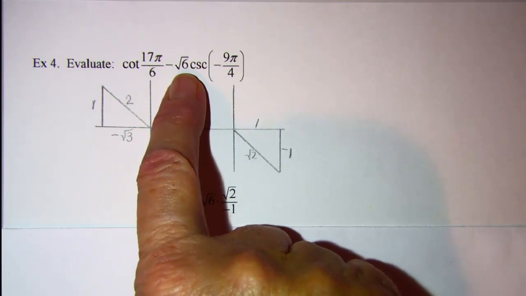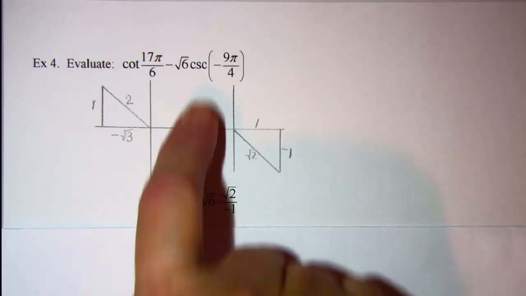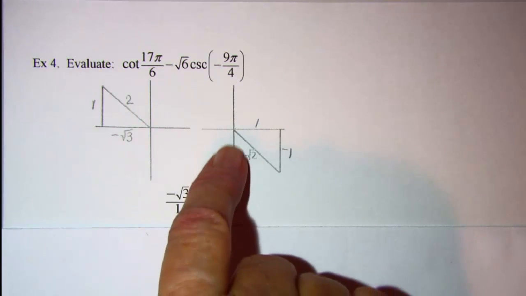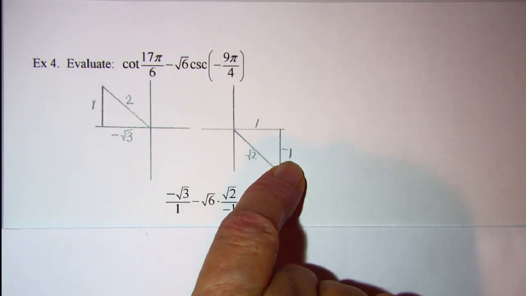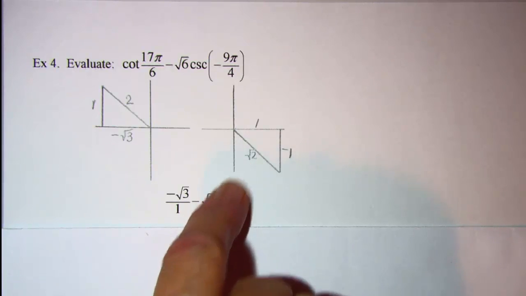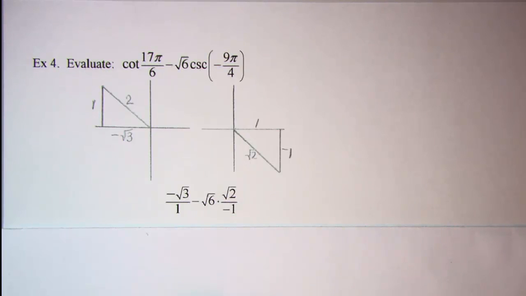I have a root 6 coefficient in front here, multiplied by, and then my cosecant is the reciprocal of sine. So my sine on this triangle is a negative 1 over root 2. So the reciprocal of that will be root 2 over negative 1.